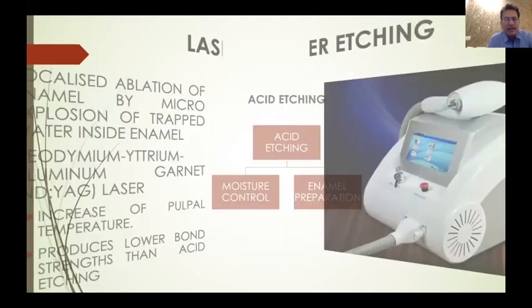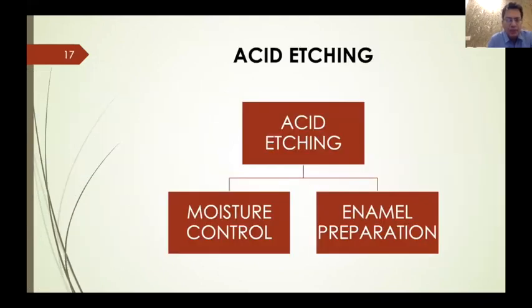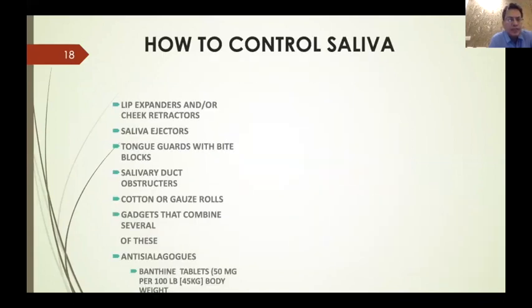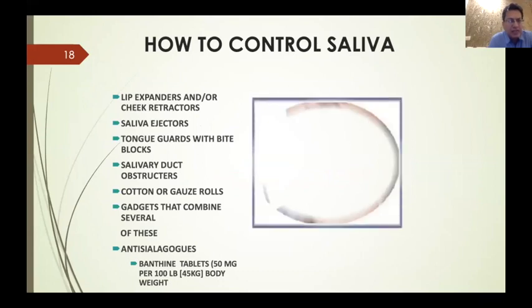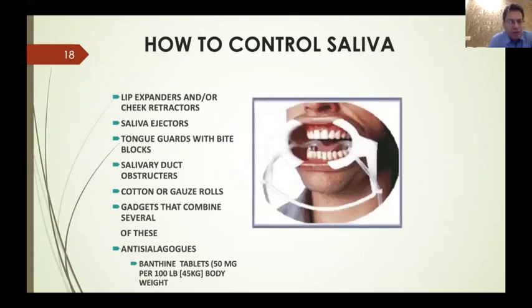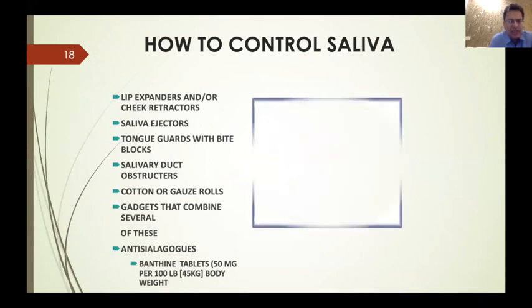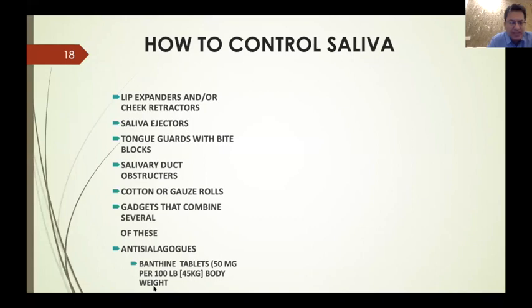Now, acid etching, which we usually do, has 2 issues. We want to control the moisture and also we want to prepare the enamel. So how do you control the moisture? There are lip expanders, salivary ejectors, tongue guards, bite blocks, salivary duct blocks, cotton or gauze rolls, and all these are the armamentarium. Also an issue is antisialogogues. So Banthine tablets or atropine sulfate are recommended.